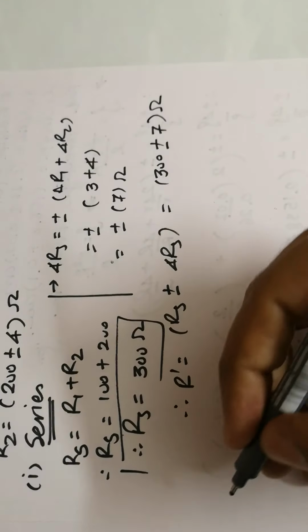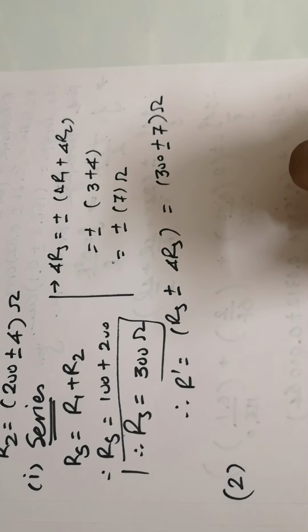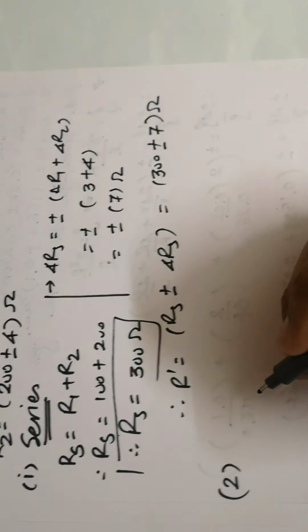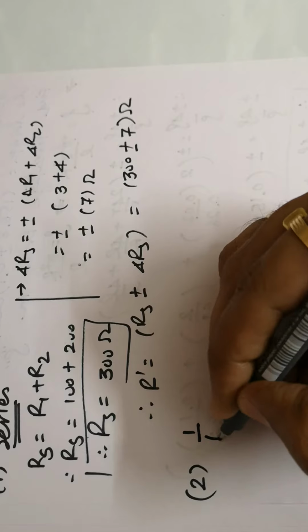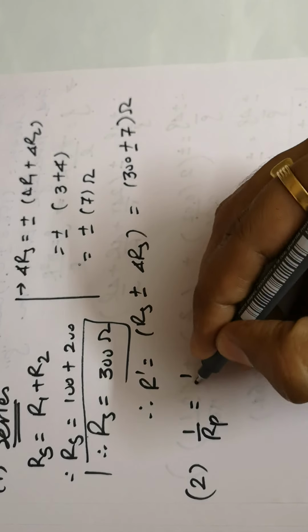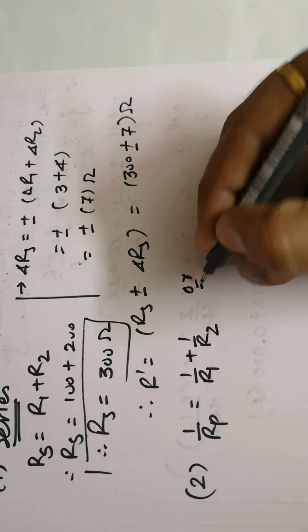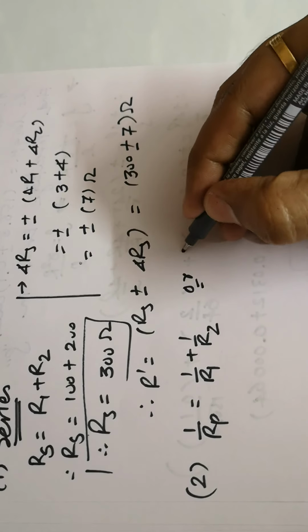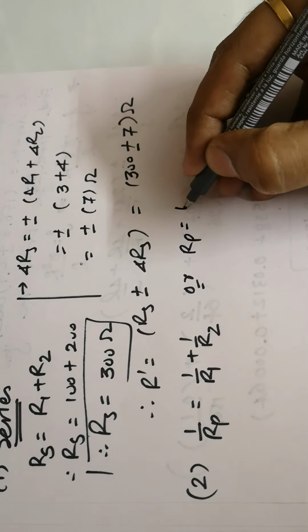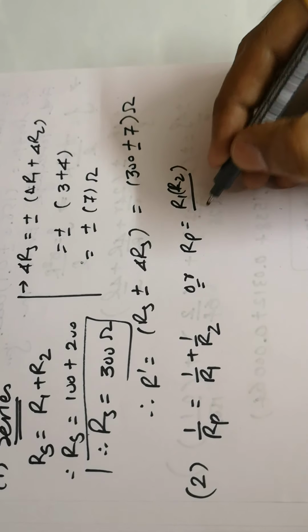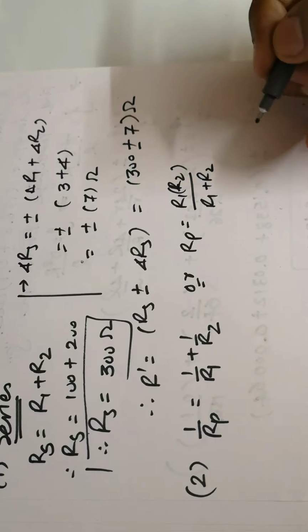So you may say, okay sir, in this example there is nothing challenging. Yes, gradually wait for the time. It is now 1 upon Rp equals 1 upon R1 plus 1 upon R2. Or you can say that whenever you have two resistances, in the numerator you go for the multiplication part, and in the denominator you go for the addition part.